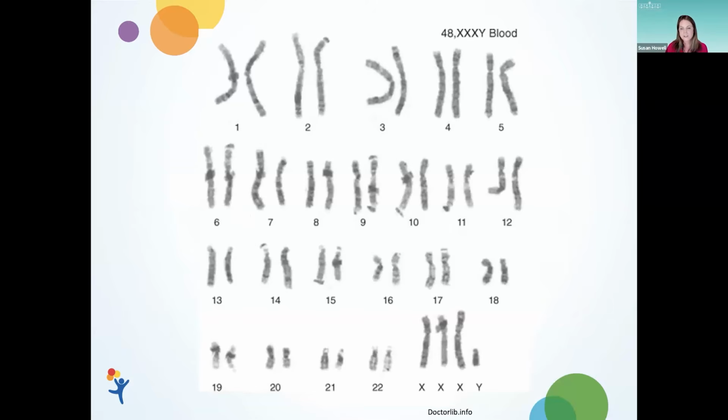When we diagnose 3XY, we see a picture that looks like this. You can see the 3 copies of the X chromosome and then the Y chromosome. And so this is a diagnostic test by karyotype confirming a diagnosis of 3XY.